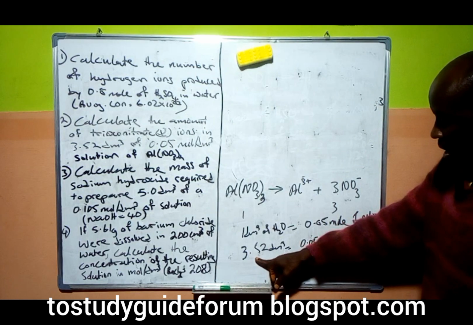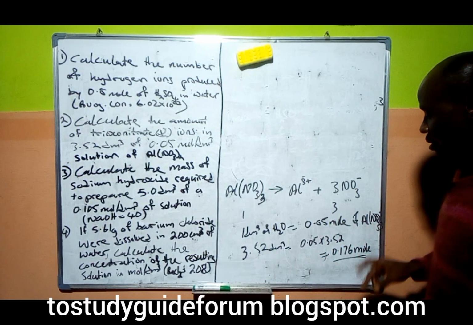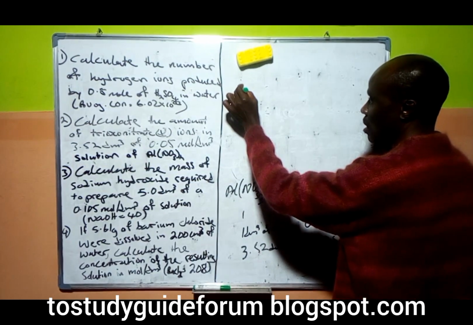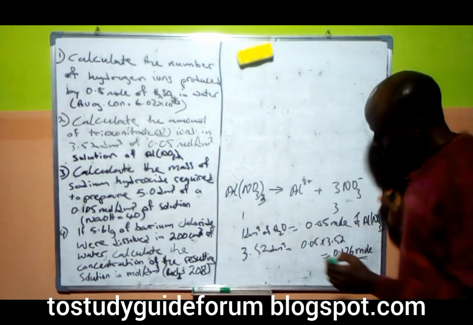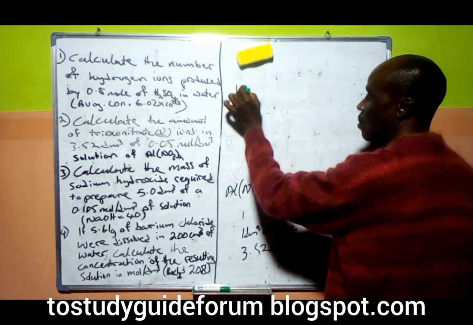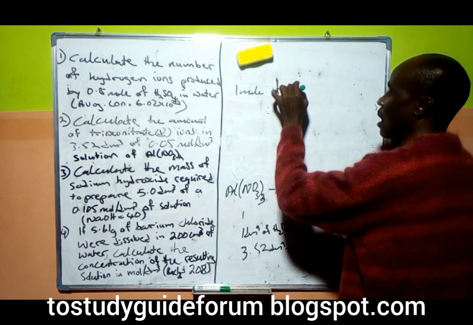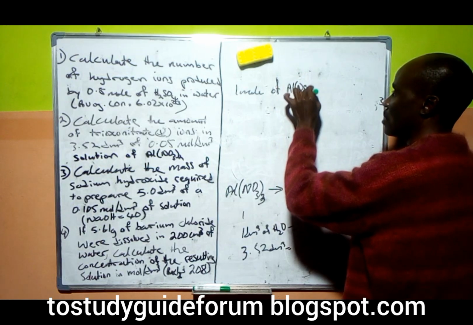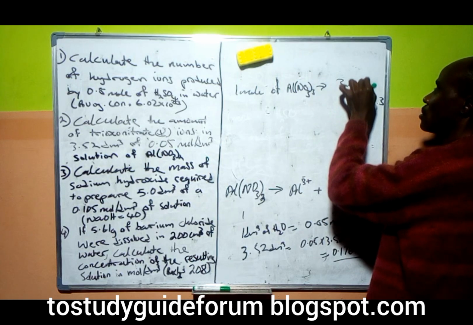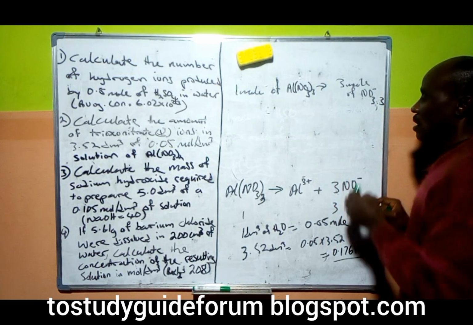So what we have here, we know that 3.52 dm cube contains this of aluminium ion. So what it means here is that from a balanced chemical equation, since we know that 1 mole of aluminium trioxonitrate will give us 3 moles of nitrate ion, 3 moles of nitrate ion.